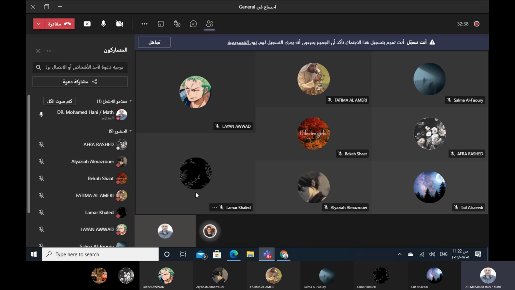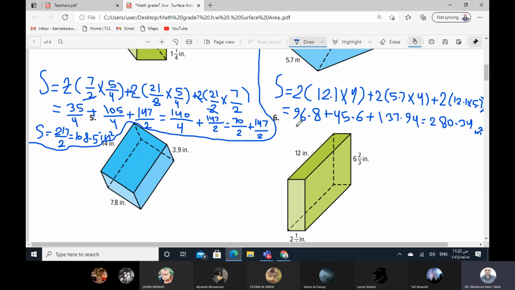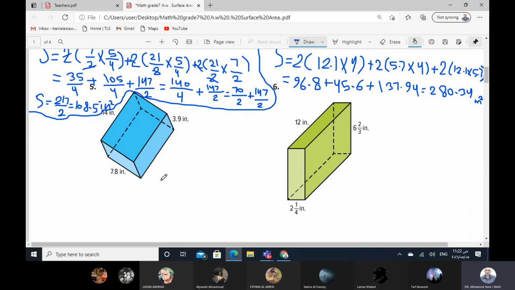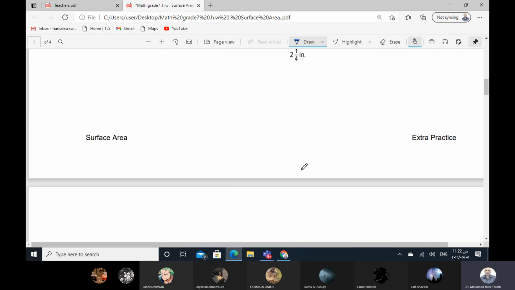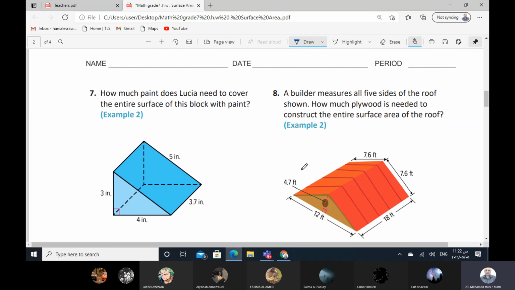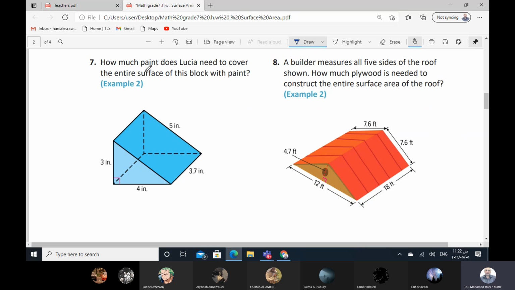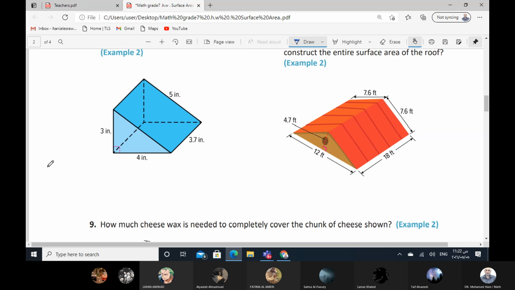Okay, then we return to continue the solution. Now we have number 5, the same idea, number 6, the same idea. Okay, number 7: how much paint does Lucia need to cover the inner surface of the block with paint? We want to find the surface area.